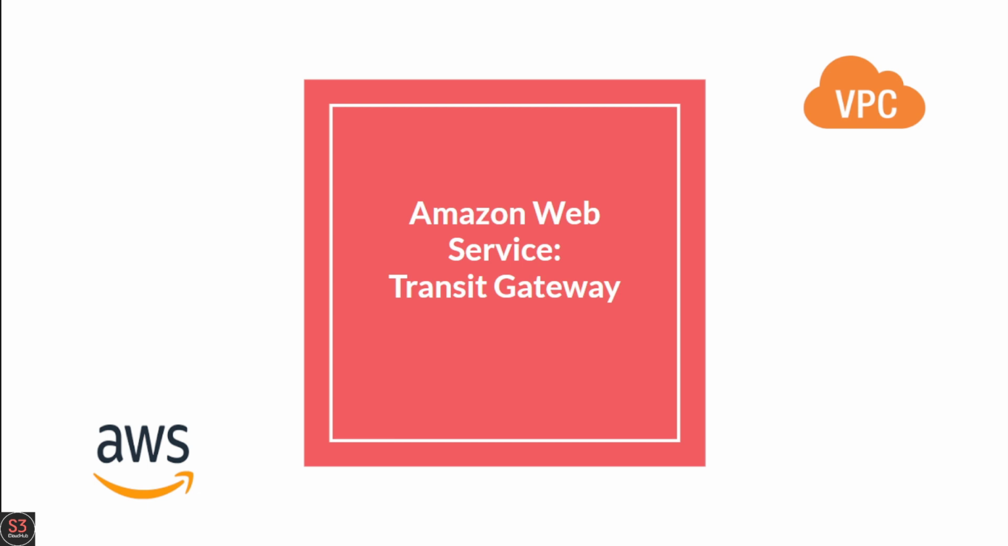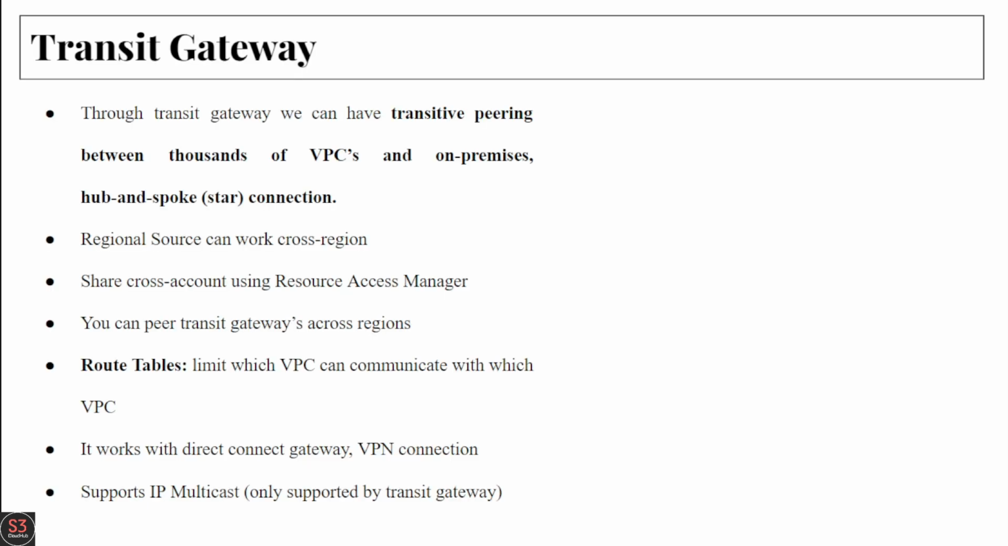So in today's video, we are going to learn what a transit gateway is. So let's start. First of all, let's learn why the transit gateway came into the picture. As we know, the network topologies in AWS are a bit complicated. So let's see why they are complicated.